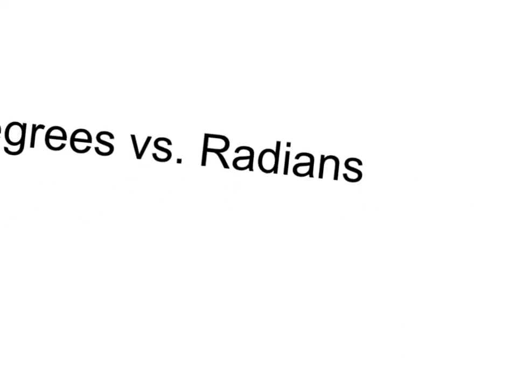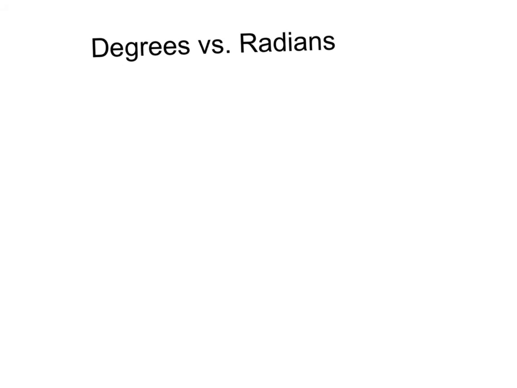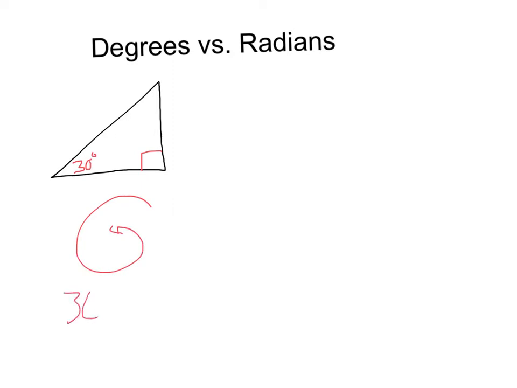Degrees versus radians. So you've all heard of degrees before. An acute angle has 30 degrees, a right angle has 90 degrees. You know that spinning around in a circle means you are turning 360 degrees. But what is this radian thing that you're talking about?